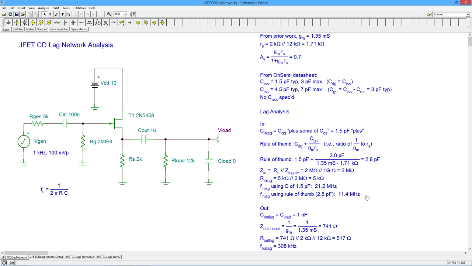But if we had ignored it, if we had just looked at the CDG, the calculation was 21 megahertz. So not perfect, but it is fairly quick. It's fairly easy to do. It doesn't take a lot of grinding through on your calculator and so forth. So it's a nice little rule of thumb you can use, put you in the ballpark, and off you go.